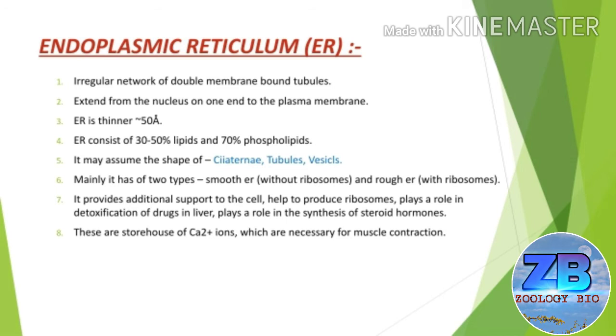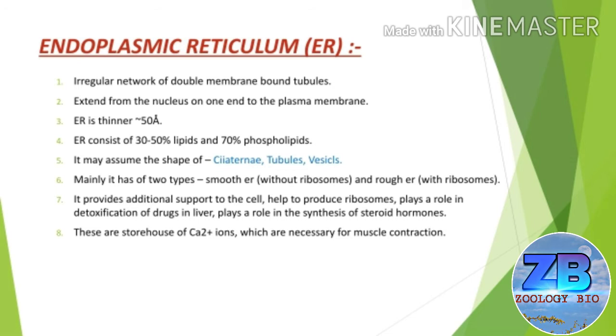ER is found to be absent in mature erythrocytes and prokaryotes. In the structure, the endoplasmic reticulum membrane is thinner, about 50 angstrom, than that of plasma membrane, about 80 to 100 angstrom thick. It consists of 30 to 50% lipids and 70% phospholipid. They may assume the shape of cisternae, that is, broad, flat, membrane-bound spaces arranged parallel to each other to form lamellae. These may be usually associated with ribosomes.